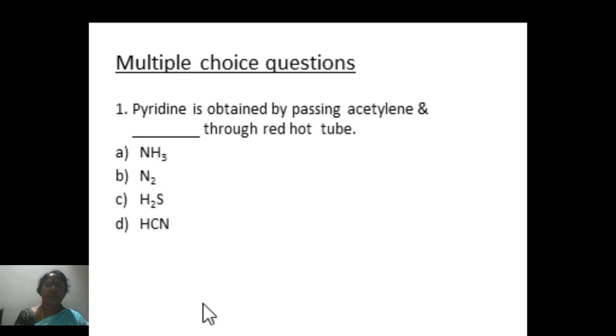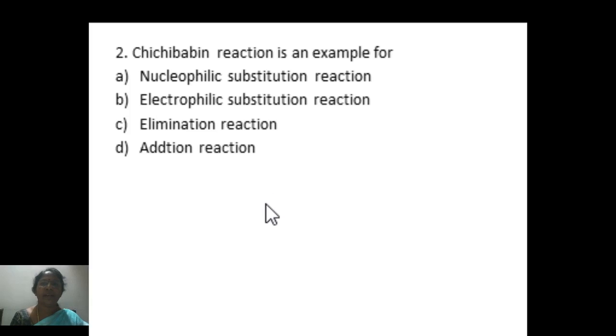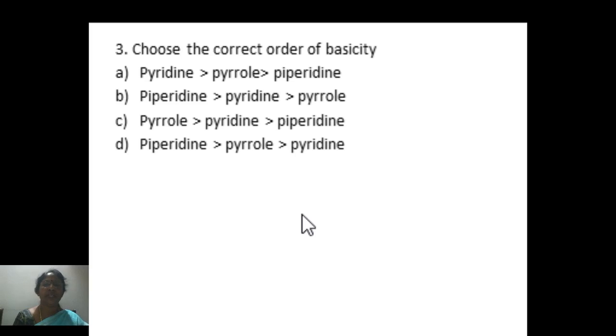So, coming to the multiple choice questions. Number 1, pyridine is obtained by passing acetylene and dash through red hot tube? The answer is hydrogen cyanide. Second question, Chichibabin reaction is an example for nucleophilic substitution reaction. Third question, among this, choose the correct order of basicity.